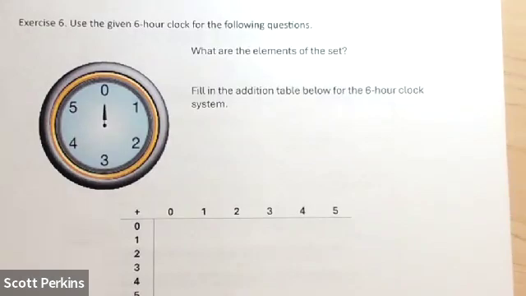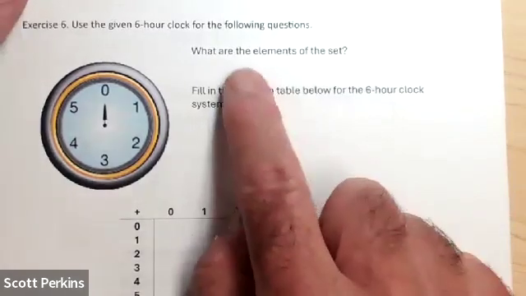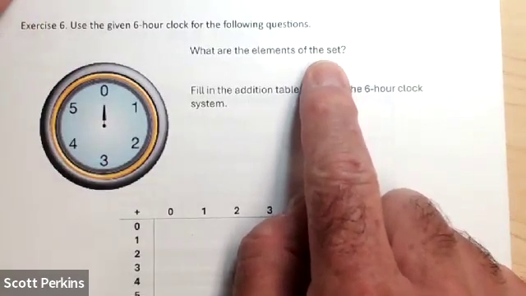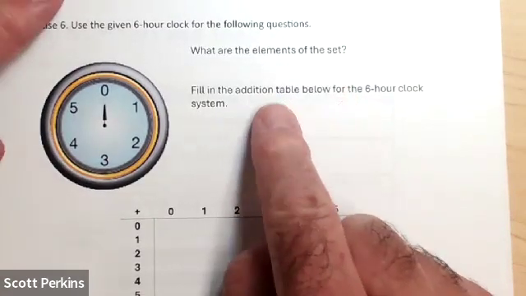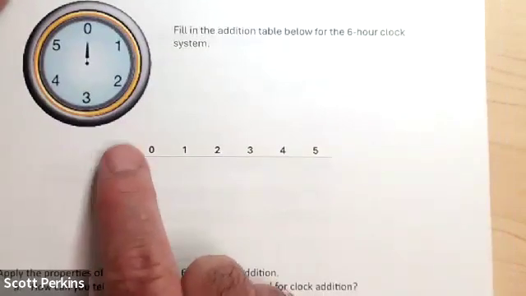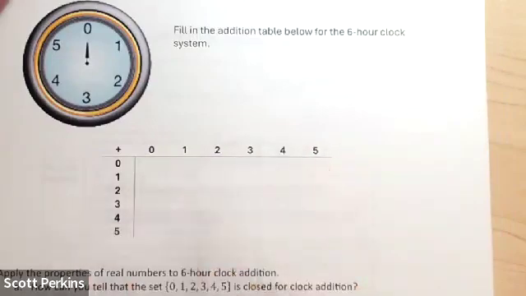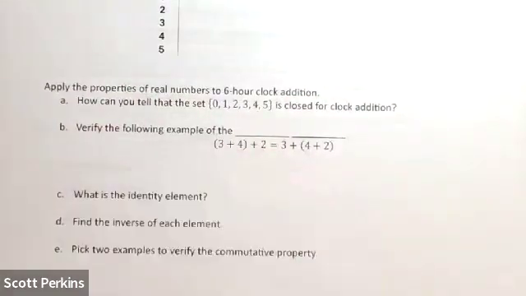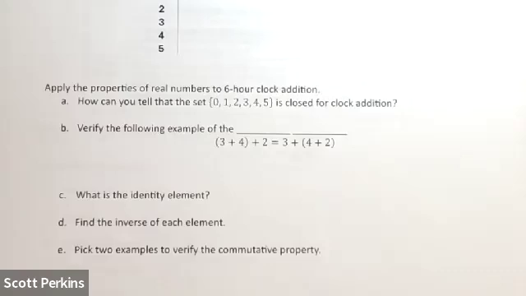But here's what you're going to do. You are going to identify the elements of the set. That's just what's on the clock. That should be pretty straightforward. I want you then to fill in the table below for the 6-hour clock. Okay, so you're going to go, what's 0 plus 0? What's 3 plus 5, etc. Then you're going to answer the same questions that we just answered about the 12-hour clock. So go ahead and pause the video, do that, and then when you are ready to compare notes, unpause the video.